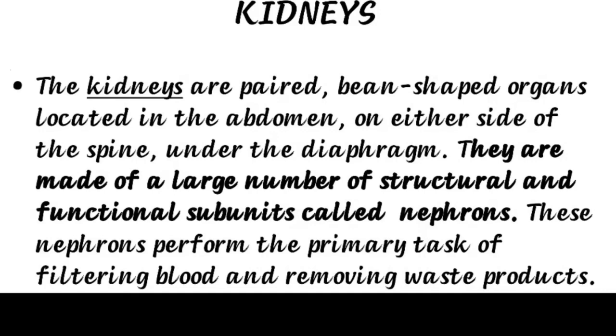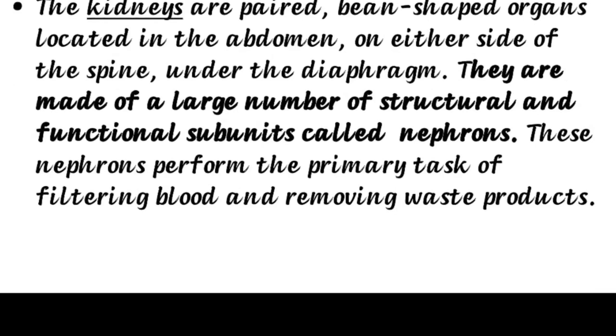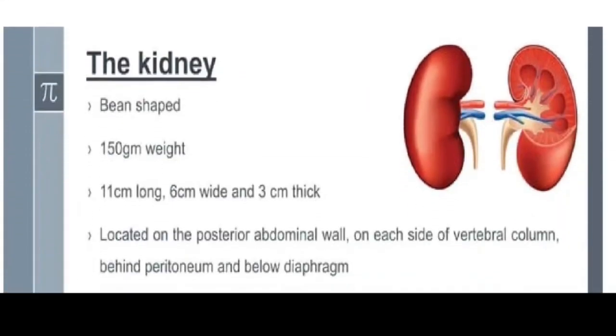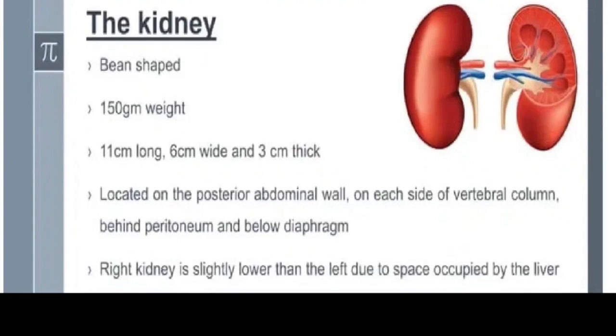और किडनी बनी होती है millions of nephrons, and the function of kidney is it produces urine. इसमें सिर्फ यूरिन प्रोड्यूस करेगी, and the nephrons are the ones which perform the primary task of filtering blood and removing waste product. So this is the anatomy of kidney. It is bean shaped, 150 gram in weight, 11 centimeter long, 6 centimeter wide and 3 centimeter thick. Okay, and it is located in the abdomen on either side of the backbone below the diaphragm.